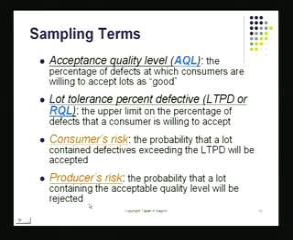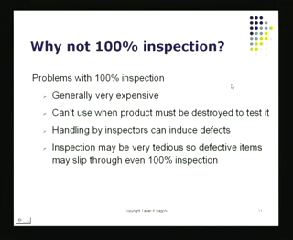Now these two risks are there because I'm not inspecting everything. These two risks are there because I'm not doing 100% inspection. If I did 100% inspection, I would know the exact quality of that lot, and therefore there's no question of any kind of risk being subjected to one party or the other. Why not do 100% inspection? If we know all this, why don't we do 100% inspection?